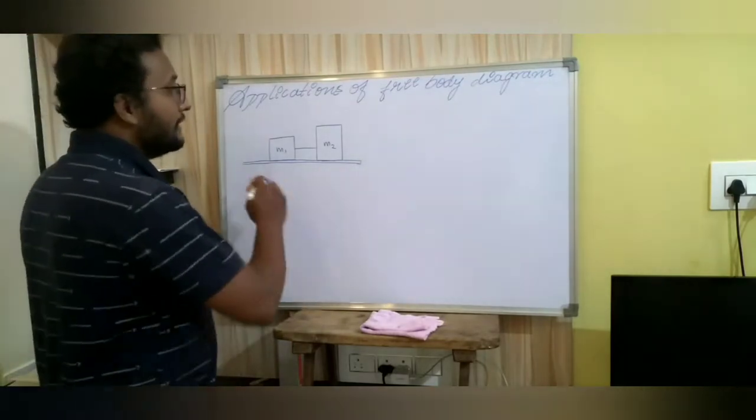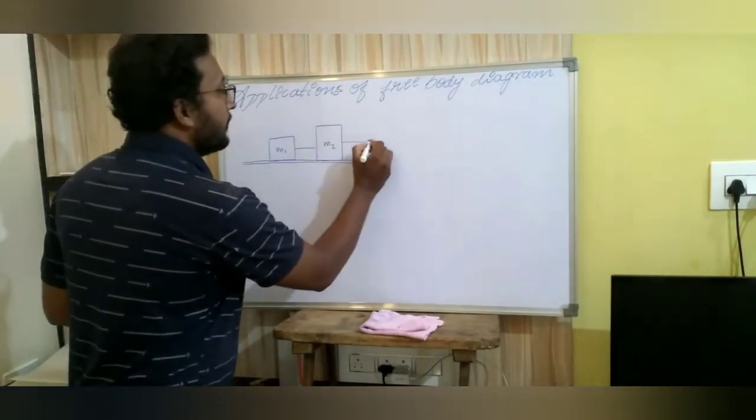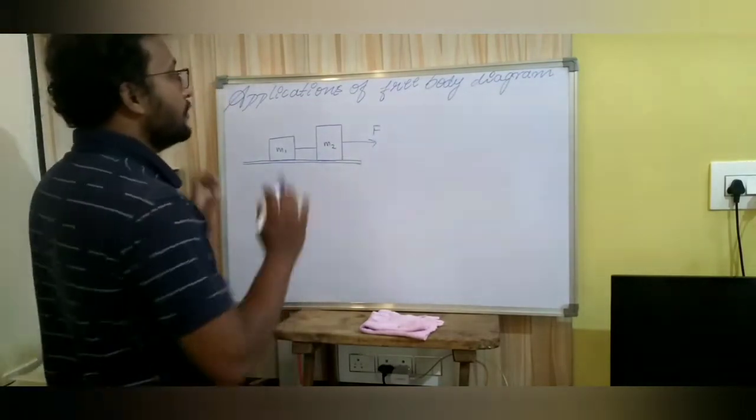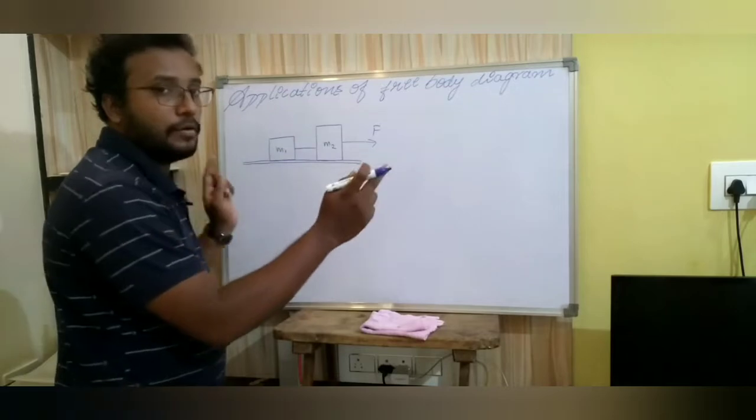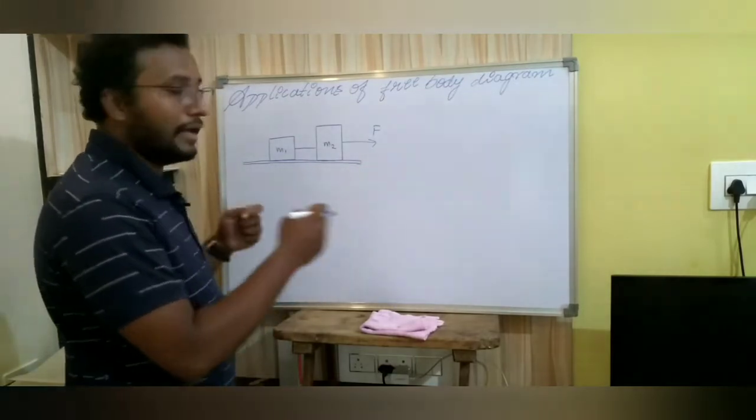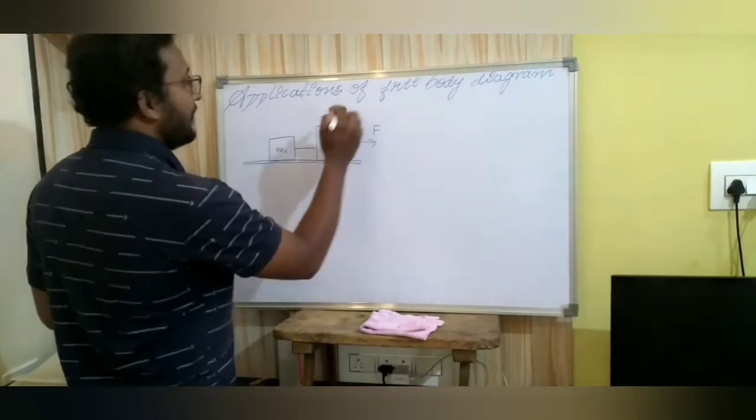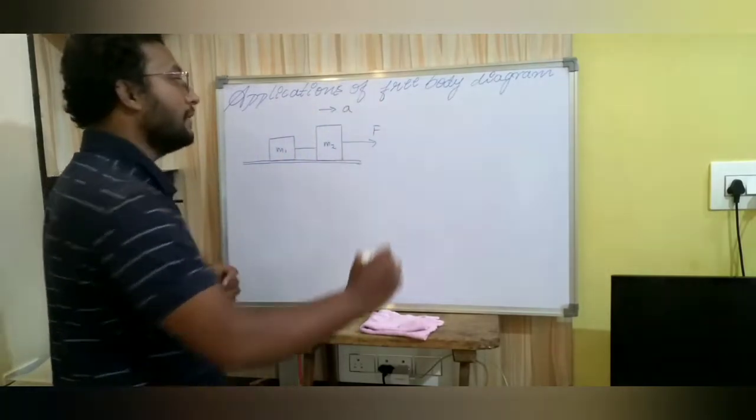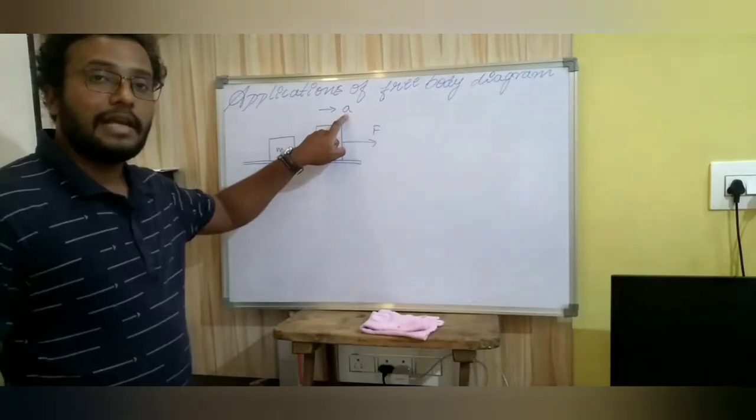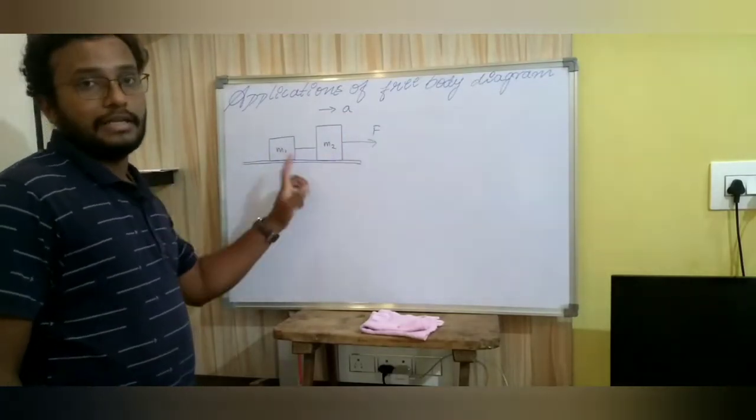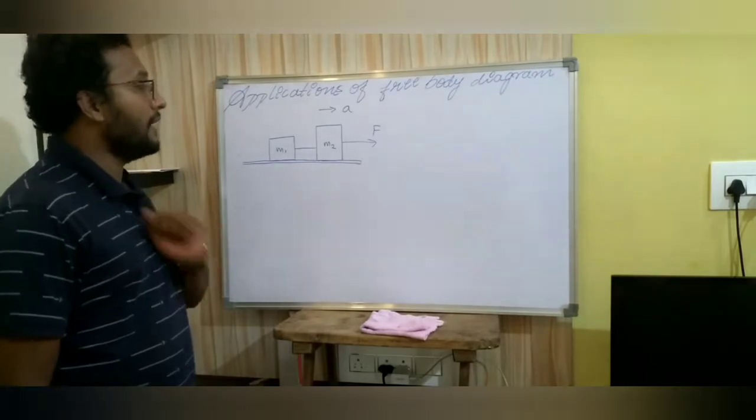Suppose this system is pulled in this direction with a force equal to F. So what happens is the string is not going to extend, and I told you it is massless. The entire system is going to accelerate in the same direction. Let me call that acceleration A. So we have to calculate what this applied force is in this case by using the same free body diagram.